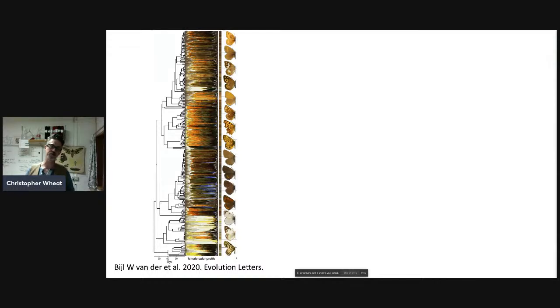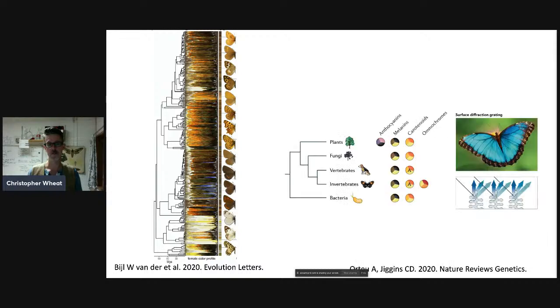What I'm showing here is a phylogeny of European butterflies. This is a study that came out of my lab a couple years ago. For each of these European butterflies, about 300 of them, we digitized images and looked at their color evolution across a phylogeny. We did this for males and females to look at their rates of evolutionary color change, to start trying to provide a framework for looking at how color actually evolves.